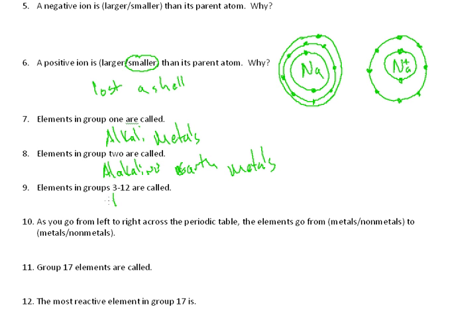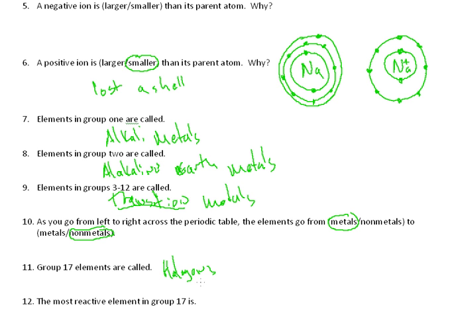And then elements in group 3 through 12. These are our transition metals. They're transitioning from the metals on the left to nonmetals on the right. So as you go from the left to right across the periodic table, the elements go from being metals to nonmetals. The elements in group 17, like our example previously, these are our halogens.